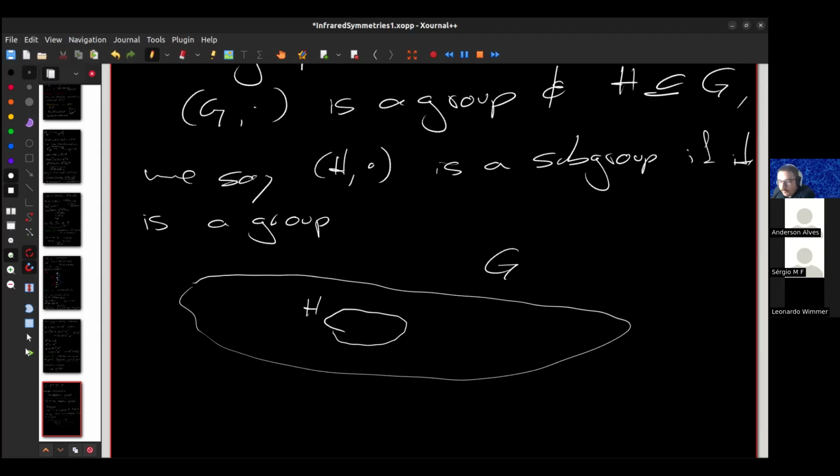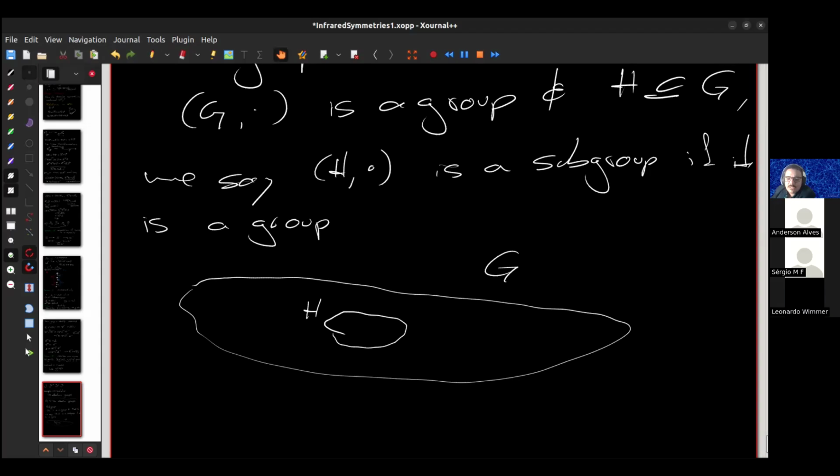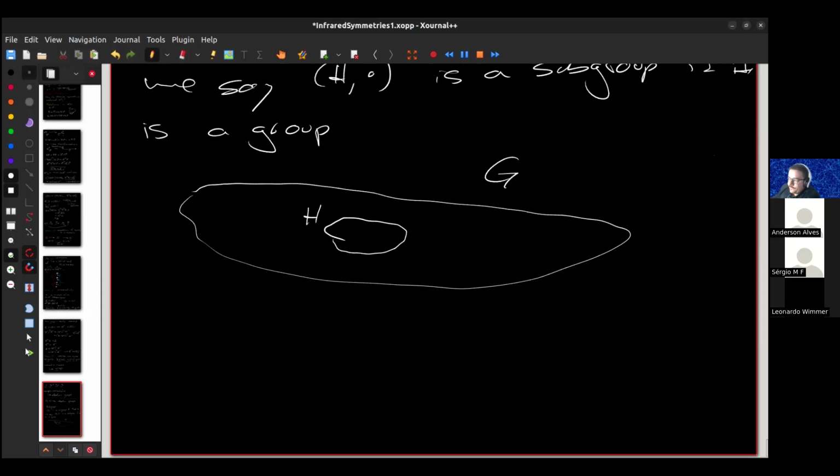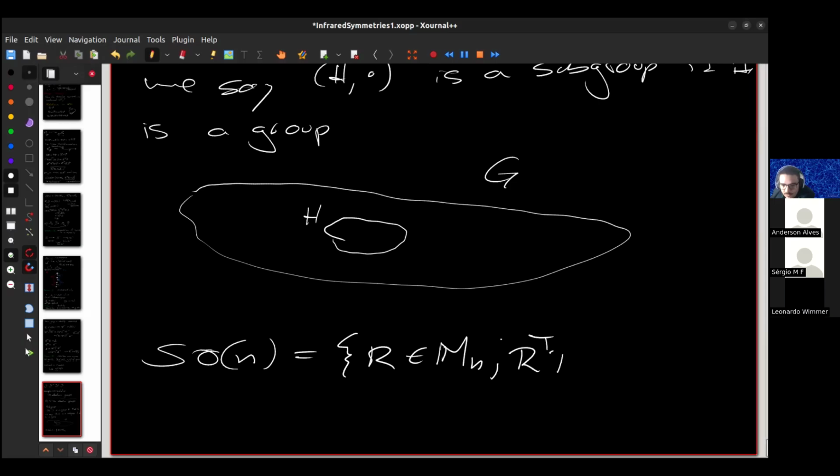So it is a group inside a group. This is very similar to the idea of a subspace of a vector space, which is a vector space inside a vector space. The idea in here is pretty much the same. So for our first example, what we can consider here is the group that we call SO(n). This is the group which is composed of matrices R of dimension n that are orthogonal, so they are rotations, but also I'm going to ask them to have determinant +1.